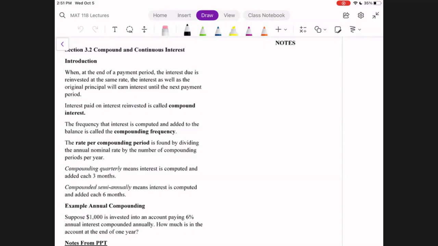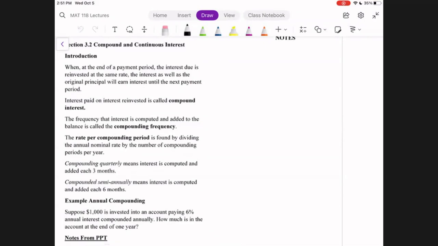So we see here that at the end of a payment period, the interest is due. The interest that you collect, or if you have a credit card, is put back on your balance, unfortunately. It's reinvested at the same rate. The interest as well as the original principal will earn interest until the next payment period. So that's why a lot of people say if you have a credit card, you want to pay it at the end of the month so you don't accumulate interest on what you haven't paid.